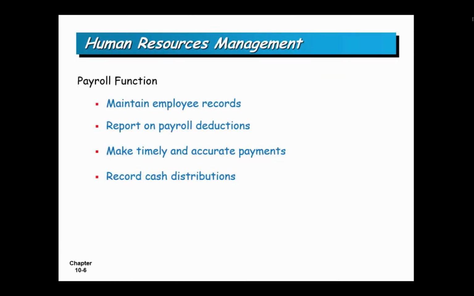The second function, payroll, they maintain the records, things like how many dependents you have and all that kind of good stuff. They make sure that they report on any deductions that you need to make. They make sure there's timely and accurate payment. Now, timely and accurate payment is not only to the employee. It might be to the government agencies, to insurance companies, or whatever else. They have to split your salary and give it out to all of the interested parties who get a piece of the action when you get paid. And they record the cash distributions because it's critically important that for every company, cash is forecast and monitored to make sure that cash is available as needed.